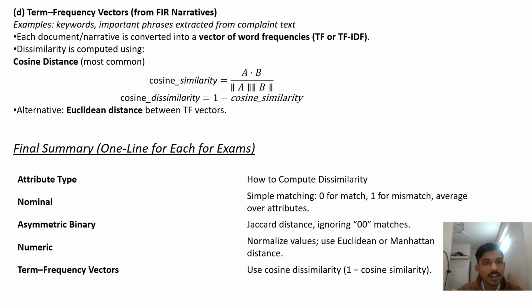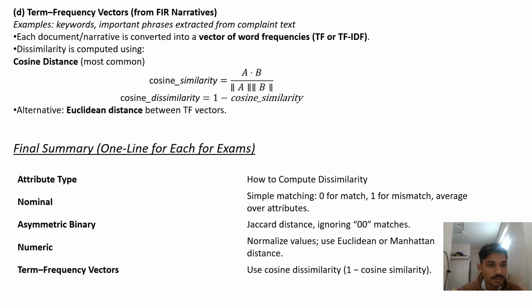The fourth is term frequency vectors from FIR narratives, examples: keywords and important phrases extracted from complaint text. Each document or narrative is converted into a vector of word frequencies. Dissimilarity is computed using cosine distance. The formula is the dot product of A and B divided by the modulus of A times the modulus of B. Cosine dissimilarity equals 1 minus cosine similarity. An alternative is Euclidean distance between TF vectors.